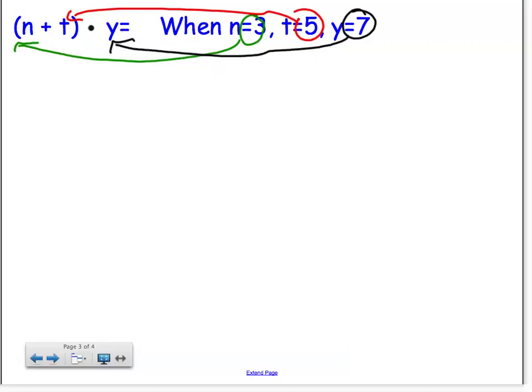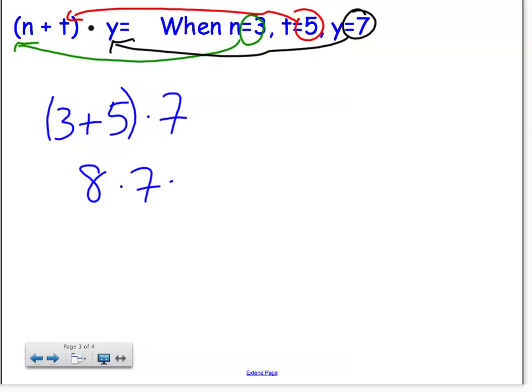So we have to go through this equation: n, which is 3, plus t, which is 5, that quantity times y, which is 7. Now we just need to follow PEMDAS, so we do parentheses first. 3 plus 5 equals 8, times 7 equals 56. The mathematical part of it is not very difficult. However, you have to plug everything in for the right values. So I would encourage you to write out the problem and then plug all of the values in and then solve.